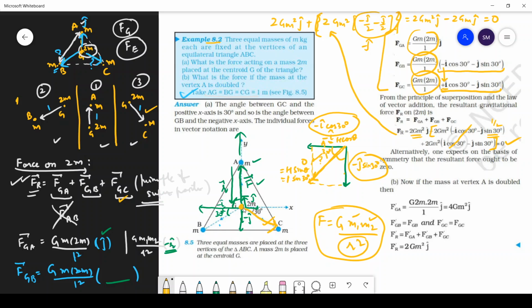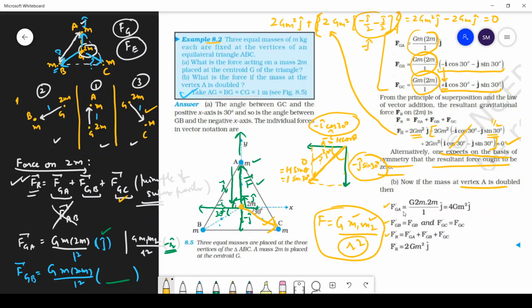So one expects on the basis of symmetry that the resultant force ought to be 0. Now what happens if the mass at the vertex is doubled? So instead of 2m, write 4m. That's the only difference. So write 4m, 4m, 4m. So the forces will be changed.